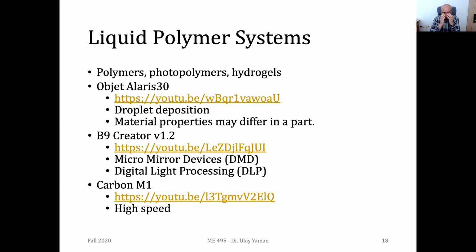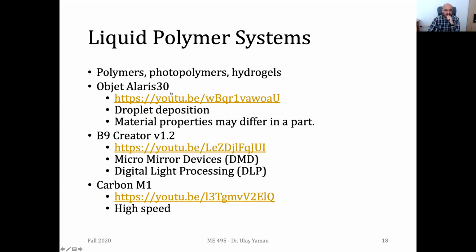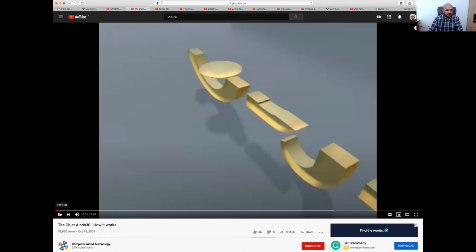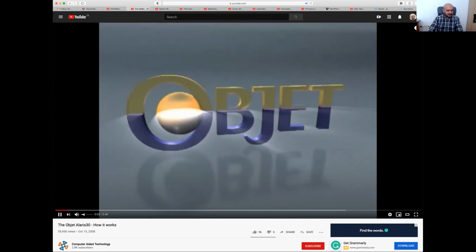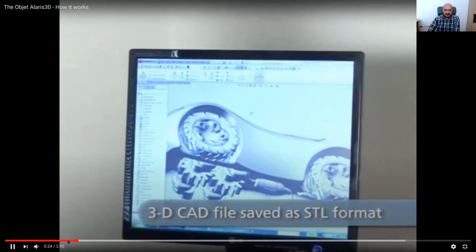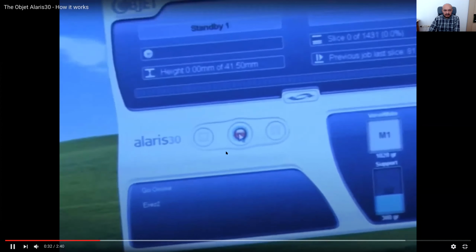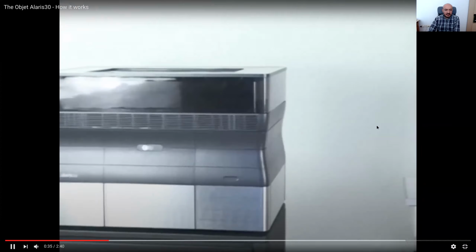So now let's go into details of some systems. We will start with the first row of the FAMS method, the liquid polymers, and how we are using them. The first one is Objet, and I think I can share the web browser. Yes, these are the liquid polymers. This is the type of machine. This is their CAM software. Again, as you see, they are unfortunately using the STL file format. This is, as I said, their CAM system. They import it, make some modifications, and then submit it to the machine.